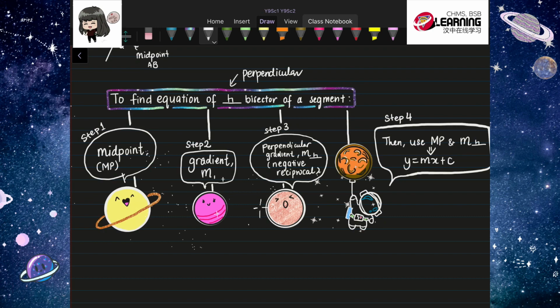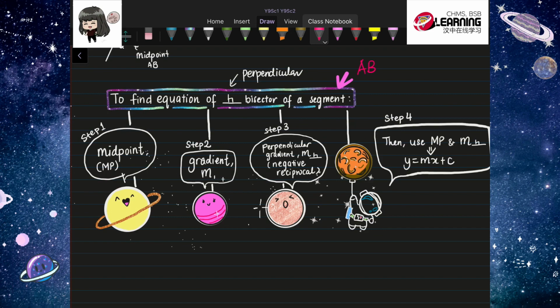Your first step, you must find the midpoint. Like I showed you just now, probably you don't have any idea how to do it yet, but I just wanted you to look at the diagram to understand what a perpendicular bisector is. For now, I want you to focus on how to find the equation. First step, you find the midpoint of a segment or a line. Let's say the segment is AB, from A to B. You find the midpoint of AB.